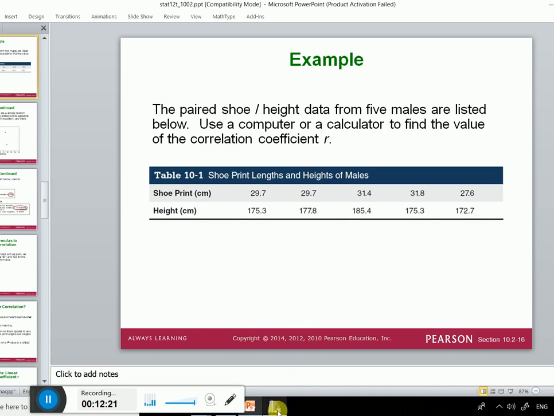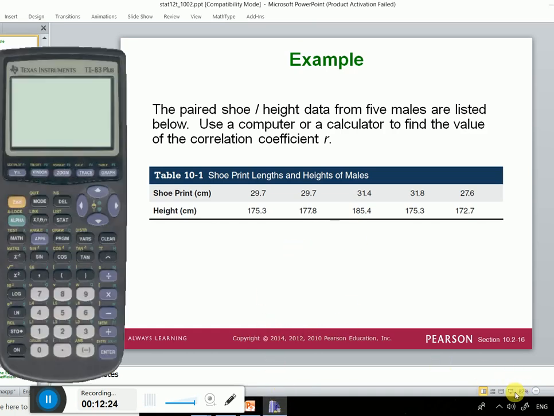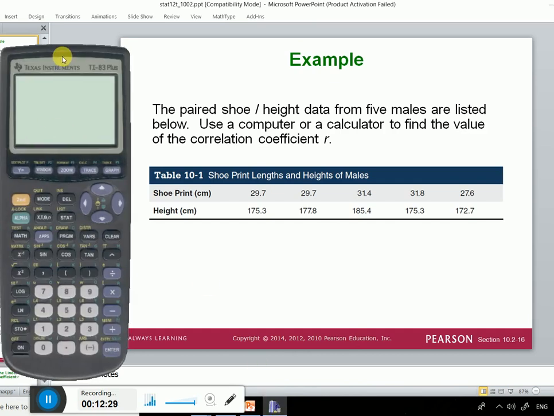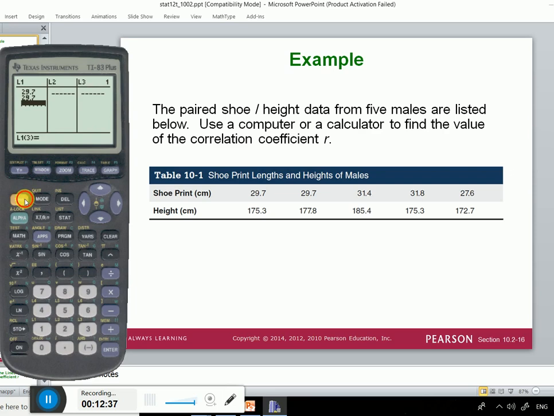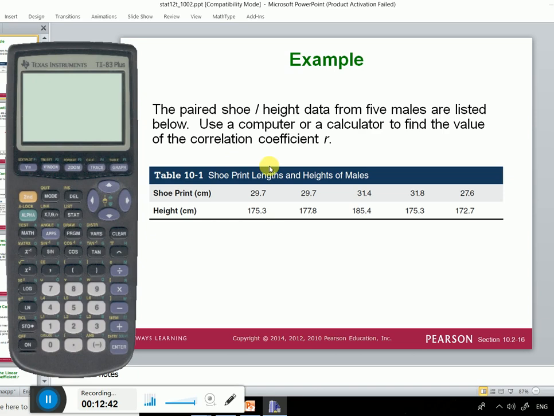So let me open my TI-83. From your TI-83, you're going to turn it on first. So let me clear that. Okay. So first you must enter the data, right? So you go to the list here, click on start, and edit right here, click enter. So your L1 is your X, L2 is your Y.